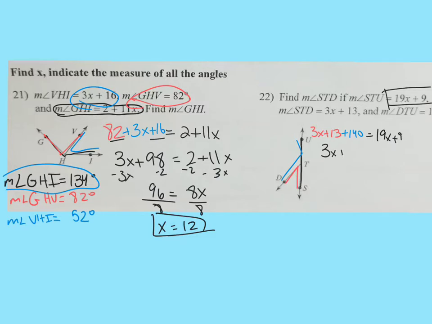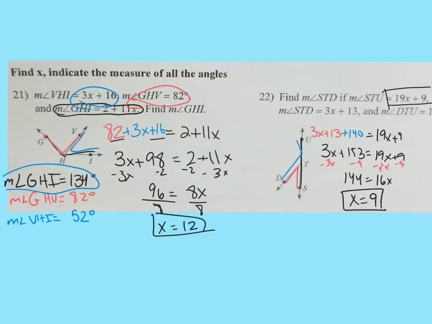I have 3x plus 153 equals 19x plus 9. I'm going to subtract 9 from both sides. I'm going to actually move the 3x over, so I'm going to minus 3x from both sides. Get all my x's on the right, all my numbers on the left. I get 144 equals 16x. I divide both sides by 16, and I get x equals 9.